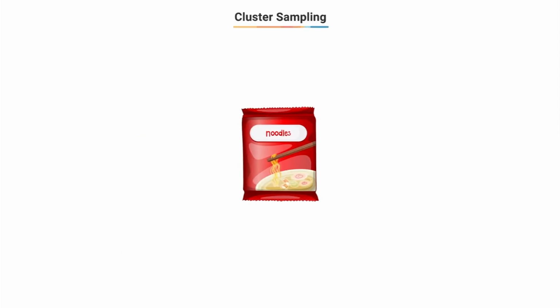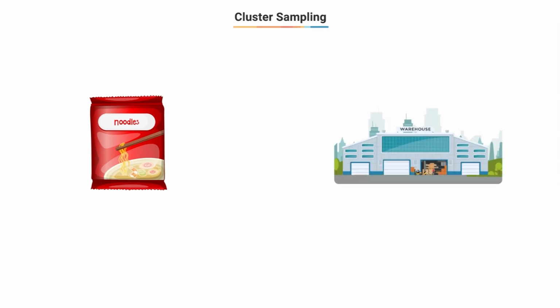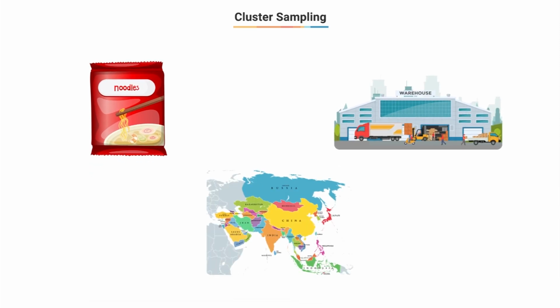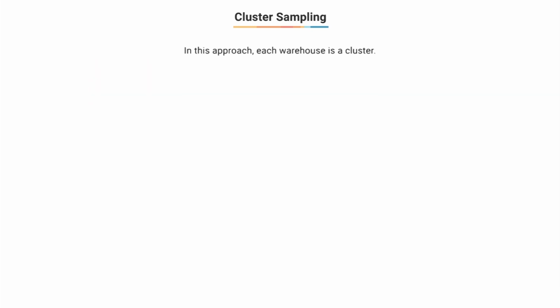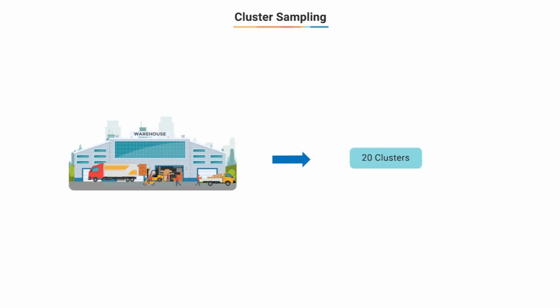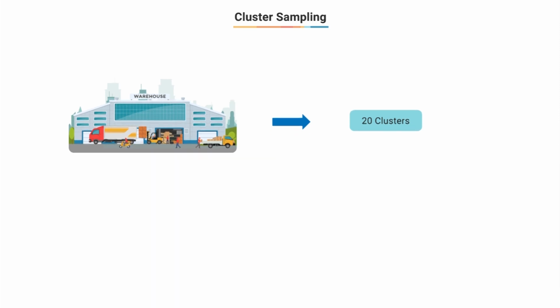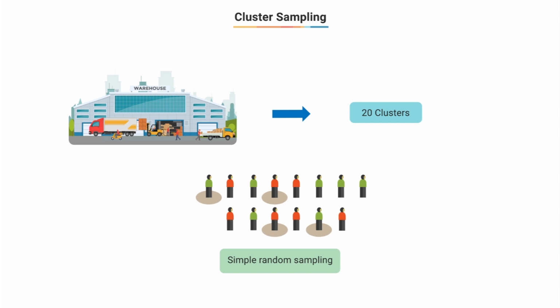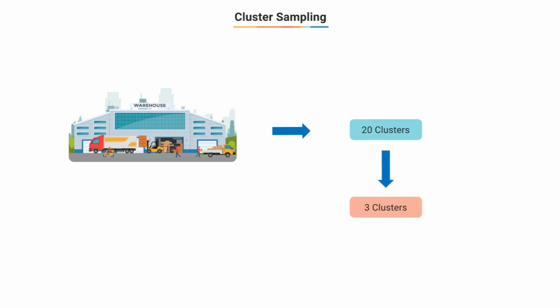Let's say that you are collecting these Noodle packets from warehouses across the country. Let's suppose that there are around 20 warehouses in the country. So what you do in this approach is consider each warehouse as a cluster. This means that there are 20 clusters in total. Now, as part of your sampling, obviously you will not analyze each cluster separately. Instead, of these 20 clusters, you use simple random sampling and select any 3 clusters and consider all the packets within these 3 clusters as your sample.